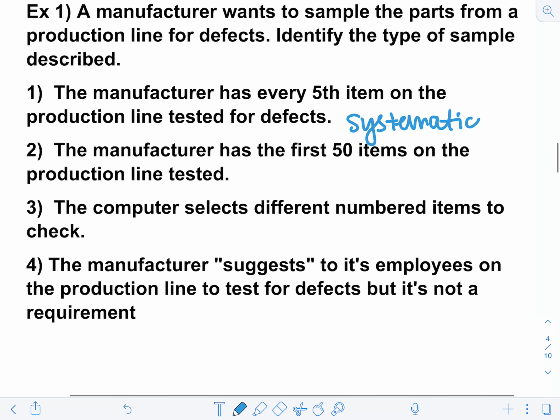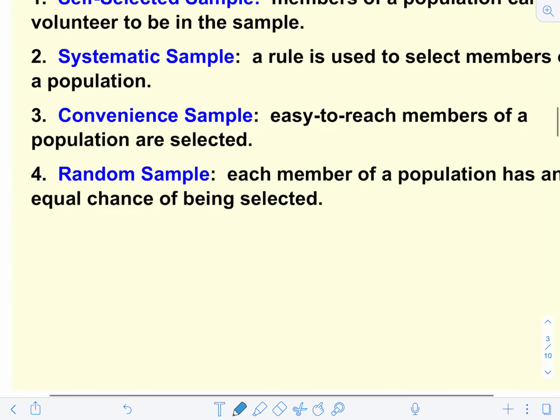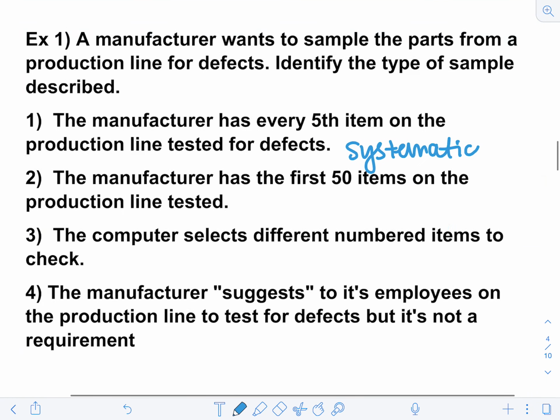The second one, the manufacturer has the first 50 items on the production line tested. The first 50 are probably the easiest to get to, or easy to reach, so we're going to call that one convenience sample.